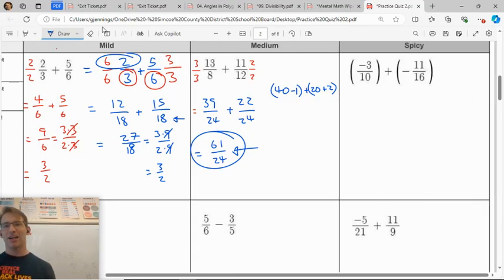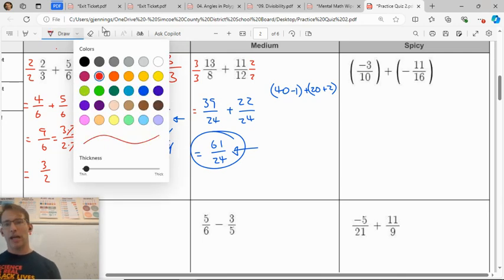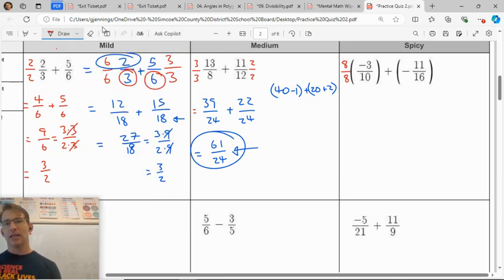Their benefit. Okay, here we have negative 3/10 plus negative 11/16. I notice that I can get to 160, but actually 80 is the lowest common multiple of 10 and 16. So I'm going to upgrade this one by 8. And I'm going to upgrade this one by 5. And that's going to upgrade both of my fractions to over 80s. So I have negative 24 over 80. I still should have equal sign there for communication.